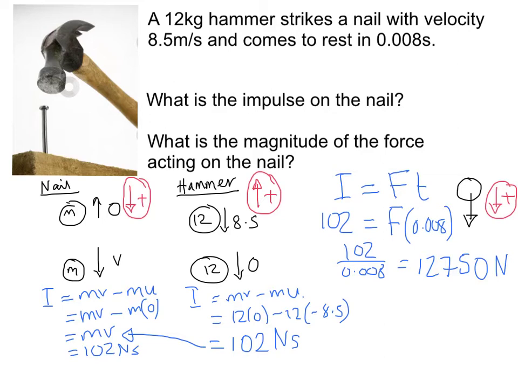Now, in this question, I had two significant figures here, only one significant figure here. I'd probably, in an exam, give my answer to two significant figures as well, 13000 newtons as my final answer, like that.